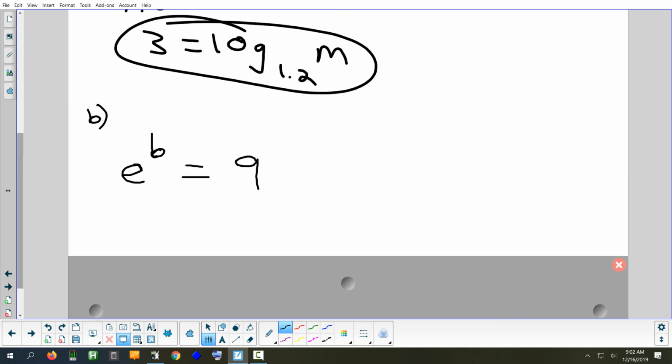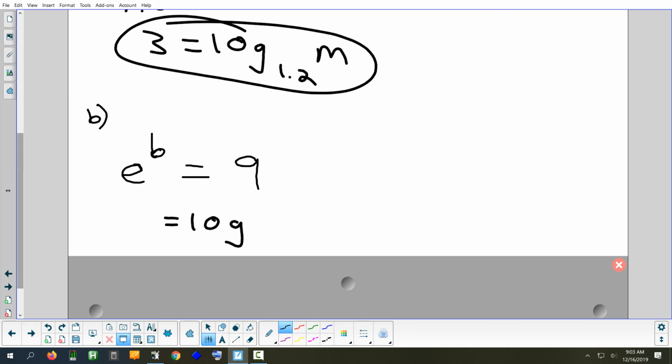Let's try this one. E to the B equals 9. Now there's something happening here that you don't know yet. But it doesn't matter. It doesn't affect how you're going to do this at all. We'll do it just like we did the last one. And then I'm going to come back to this after I show you something. Right. So Alyssa, when we're changing to log form, first thing we got to write. Log. Put the word log.